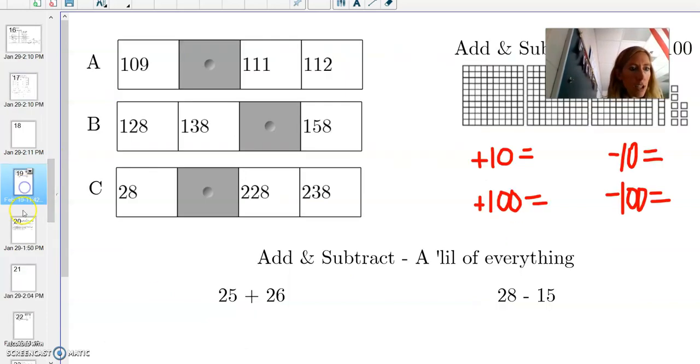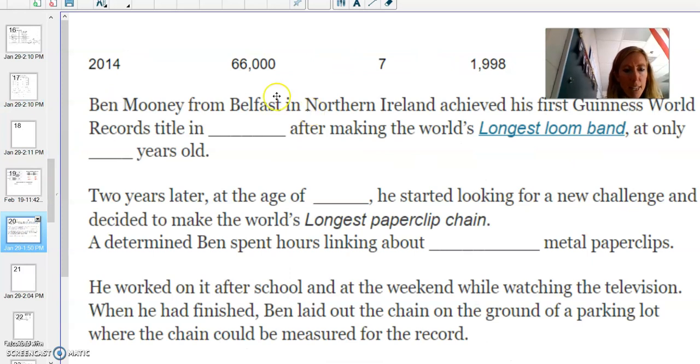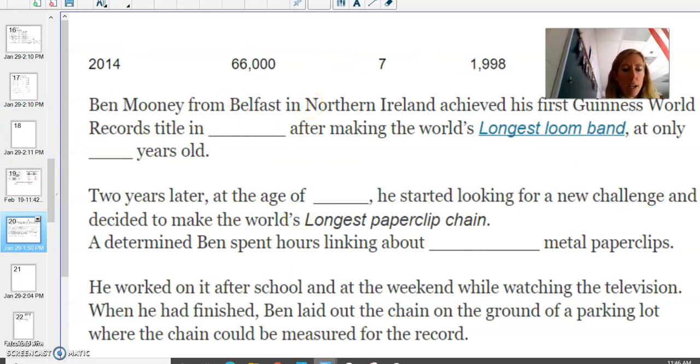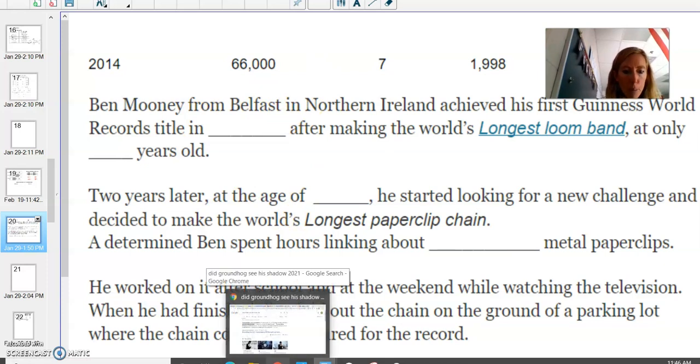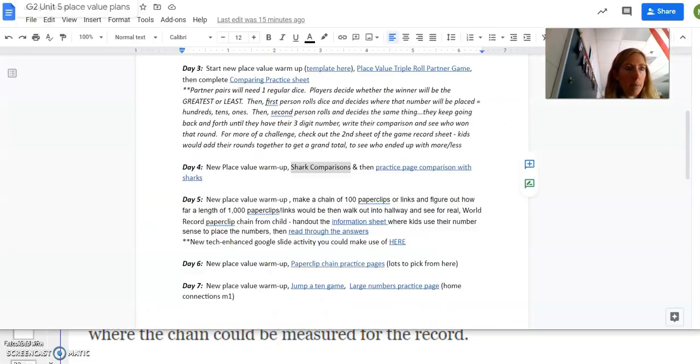So now the next day you have the place value warm-up, and then we did this last year too to introduce the idea of clips, paper clips here. Make a chain of 100 paper clips together as a class, or maybe you have it ready to go, or you're using your links. Use your links and figure out, okay, well, if this is 100, if this is how far 100 goes, how far would 1,000 links go? And then you could walk out in the hallway and actually see for real.